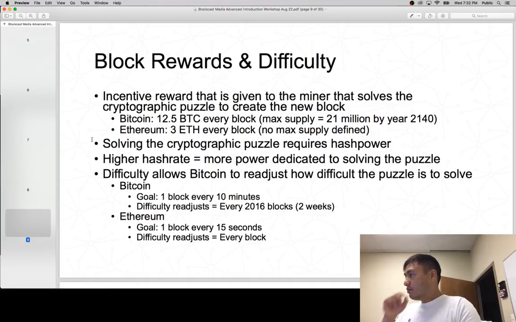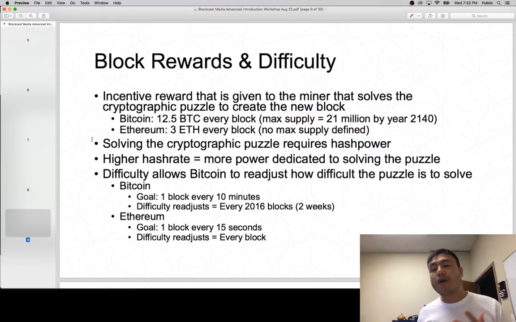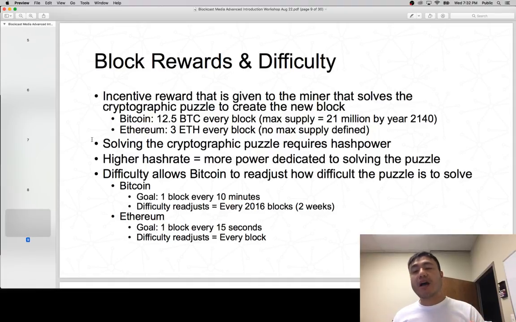So going on, solving these puzzles requires hash power. That's what everyone's trying to do, contribute their hash power to the Bitcoin network and the Ethereum network to try to find these blocks so they can win the reward. And the more hash power there is, obviously, the easier it would be to find the puzzle, wouldn't it? It would make sense that if we all contribute our resources and put them together to try to solve this puzzle, it should be easier, right?